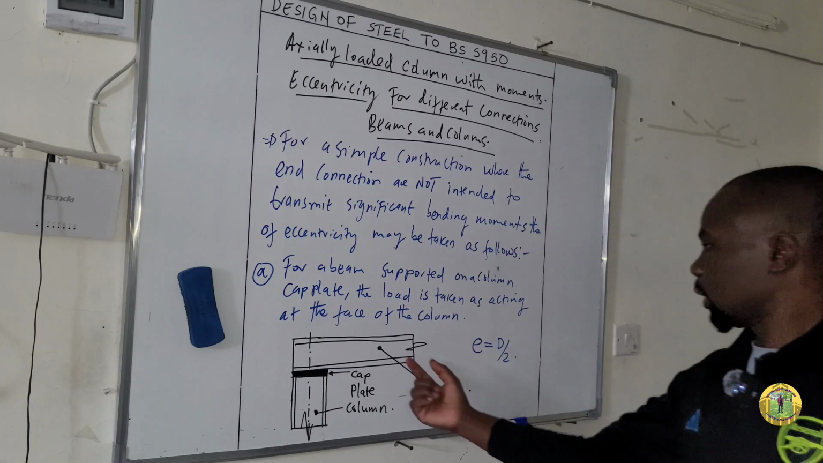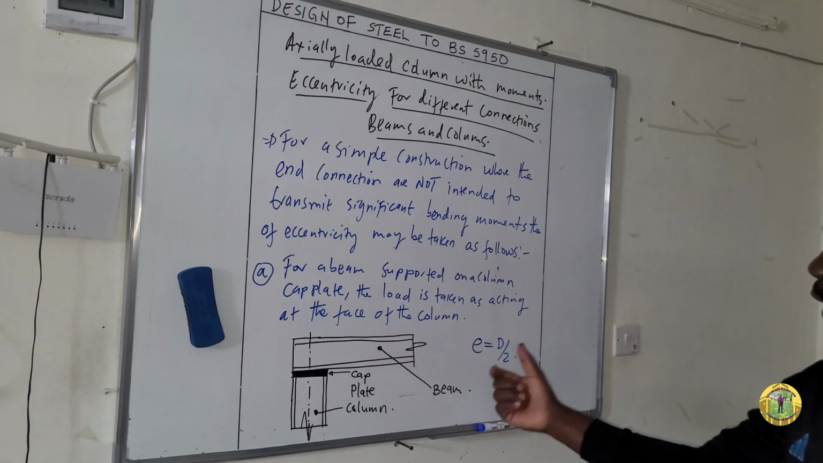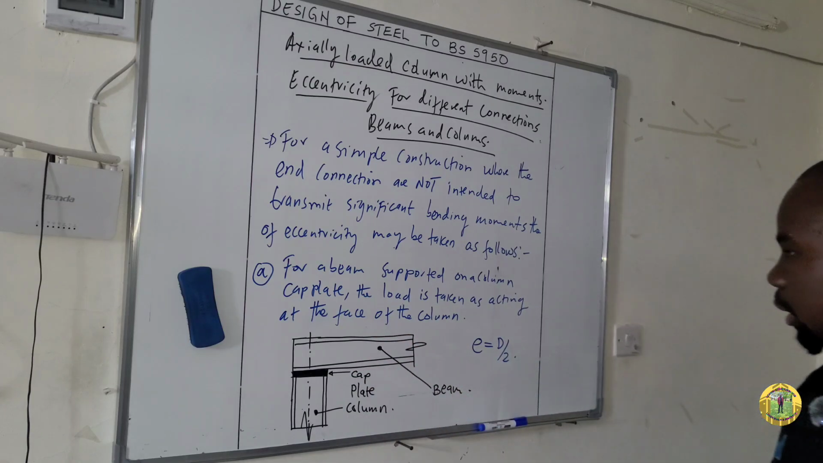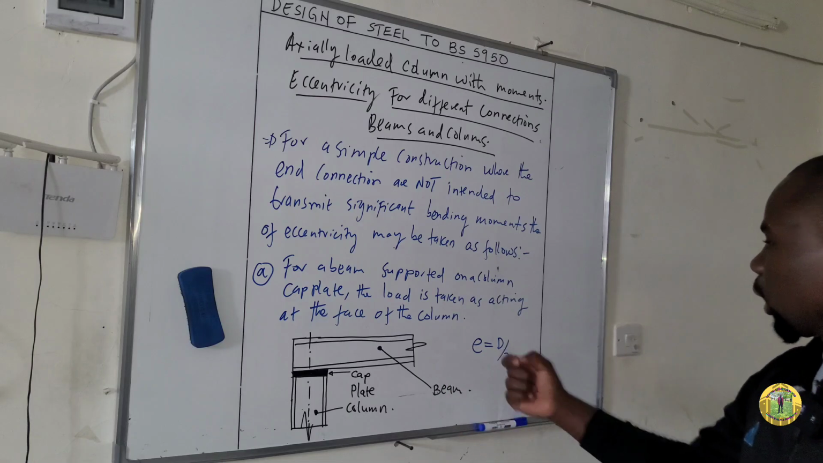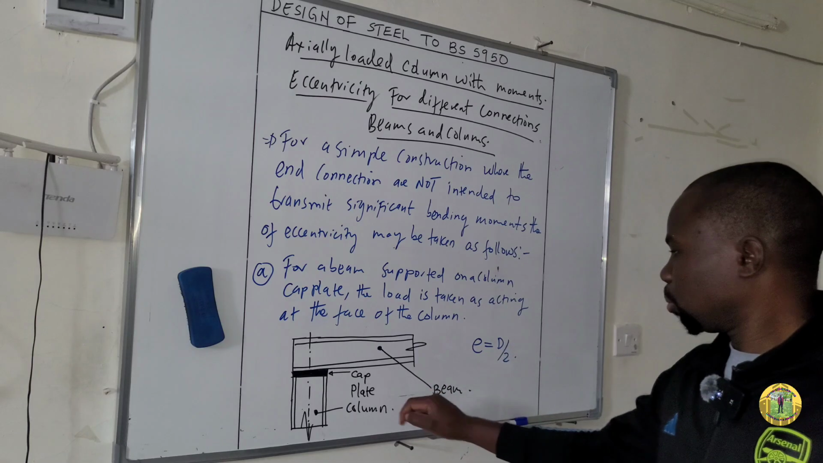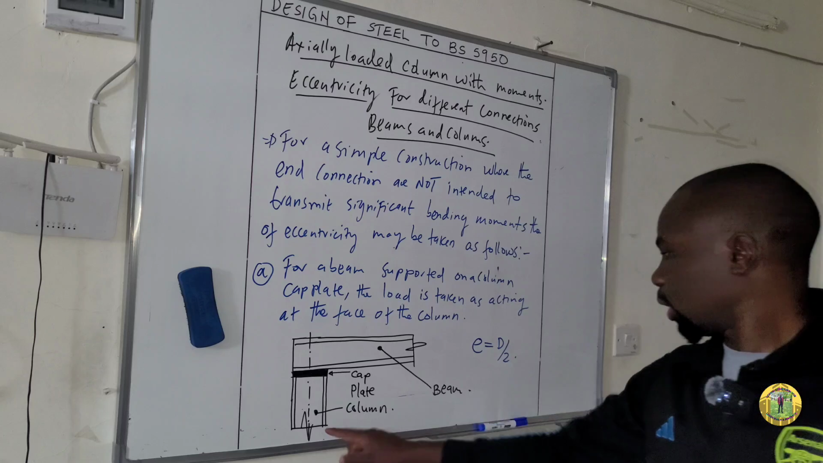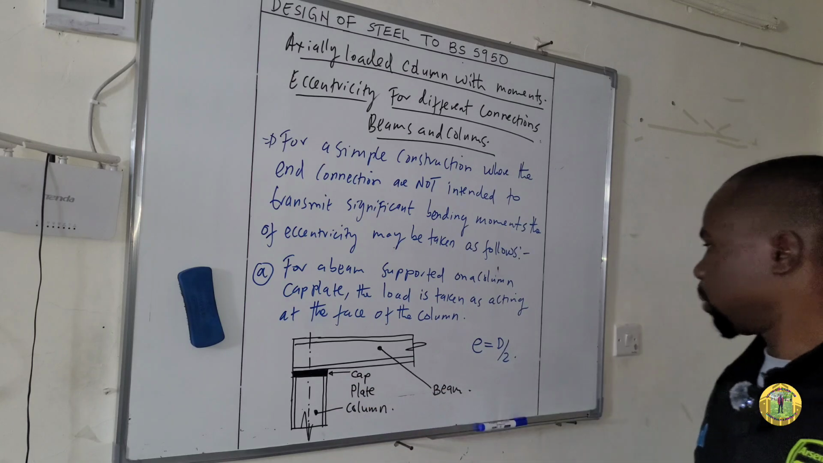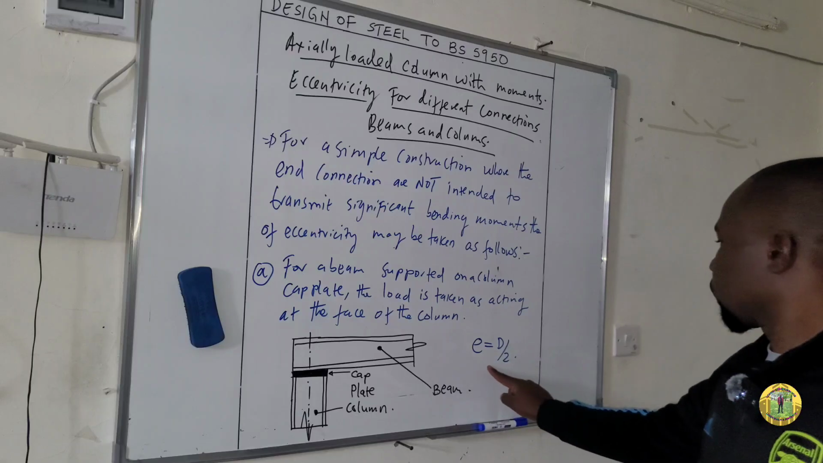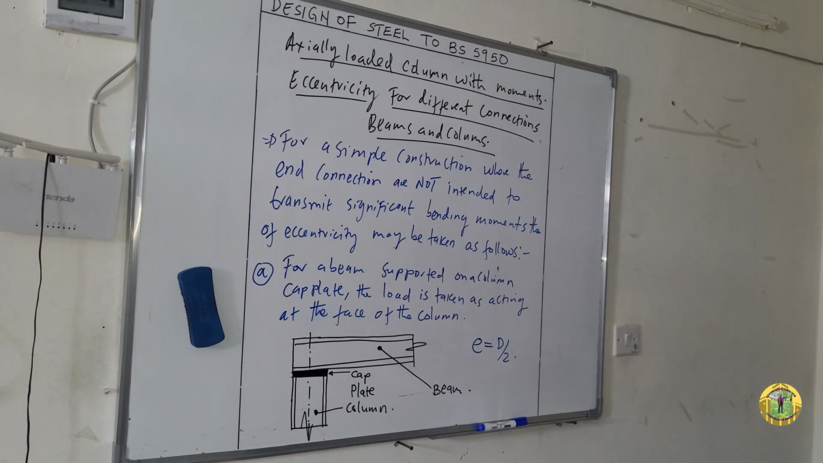So as you can see, this is a beam connected to a column, and between these two elements, we have the cup plates. So this is the column, and this is the beam, and in between here we have the cup plate. So E is taken as D over 2. So E is equal to D over 2. So let's go to the second case.